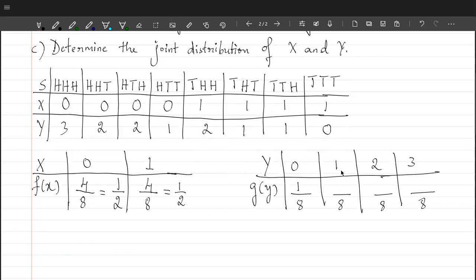Now the second one, that is the probability that y takes the value 1. There are 3 cases possible here, that is one case is here, the second case is here, and the third case is here. So 3 cases are favorable for this event. Y takes the value 2. One case here, one case here, and the third case here.